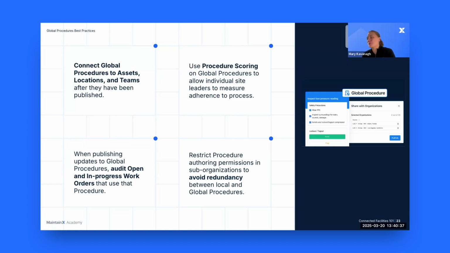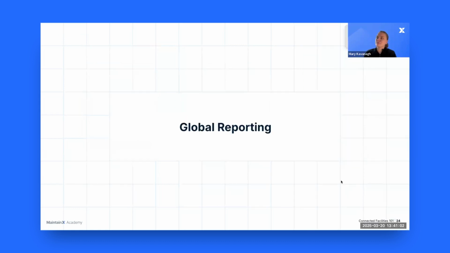And fourth point here, of course, restrict procedure authoring permissions in sub-organizations to avoid redundancy between local and global procedures. So what I mean by that is essentially restrict who can make new procedures so that we make sure we aren't, again, recreating the wheel time and time again with procedures. It's a really cool one. Take a look into it. I think it will be valuable for a lot of us as we start this move towards standardization.